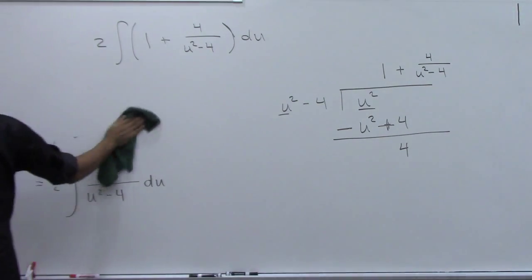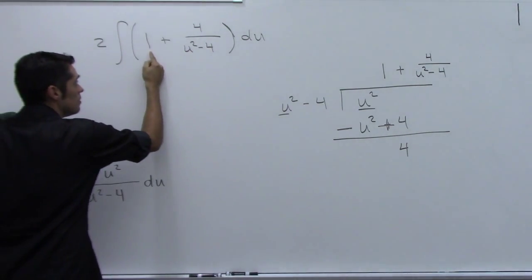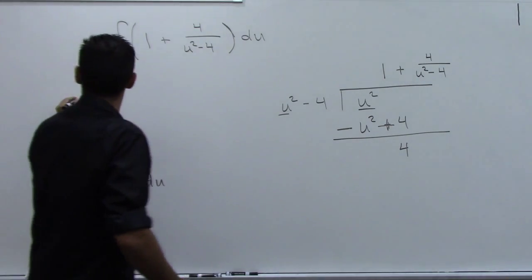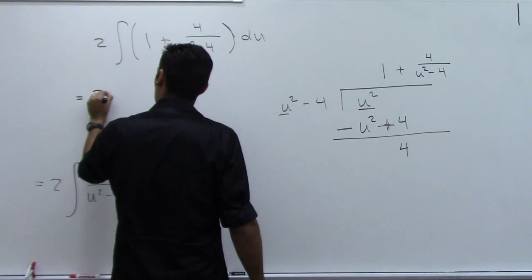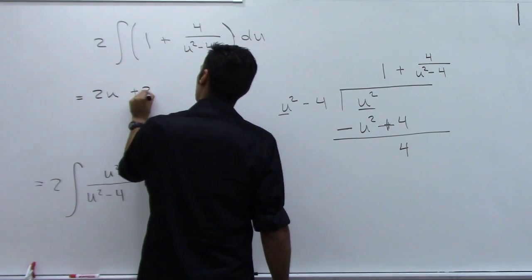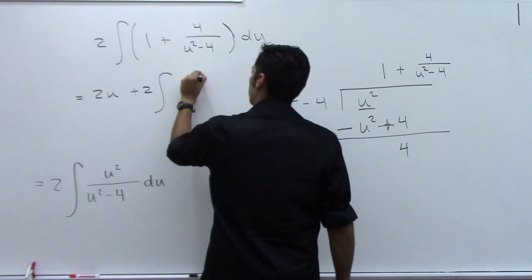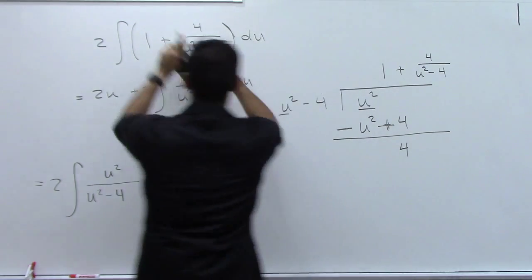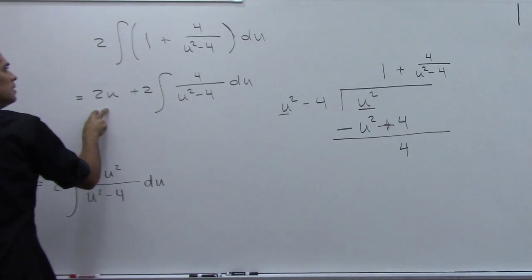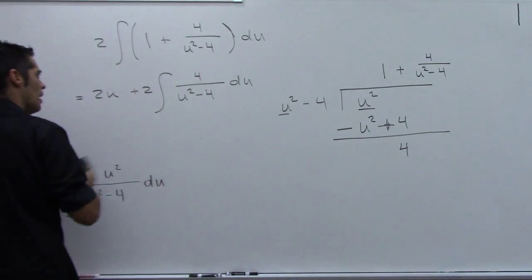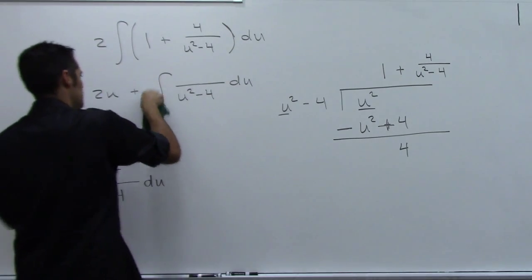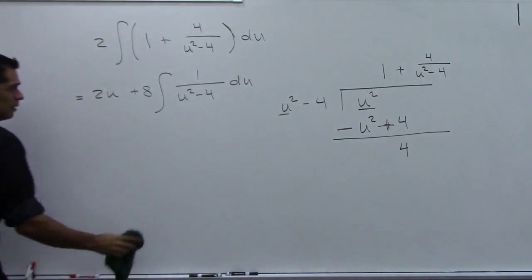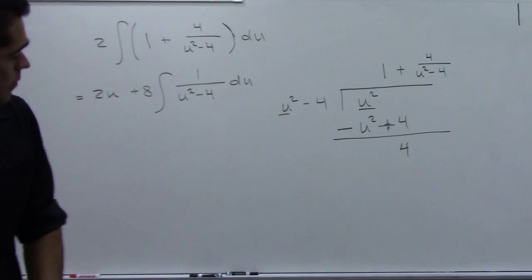And the first part of this integrand is easy. The antiderivative of 1 with respect to u is u, so I can do that. This one's going to require a little more work. So I've got 2u there, plus 2 integral of 4 over u squared minus 4 du. So I split it up, and then I did the antiderivative here. And I'm actually going to pull the 4 out, make that an 8 out here. Make that a 1. And I believe that's a formula right there.